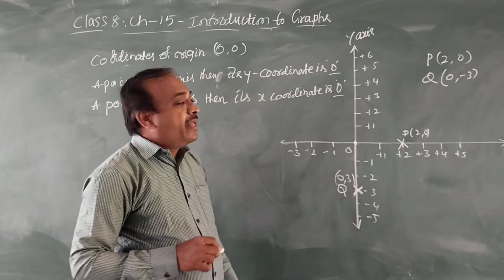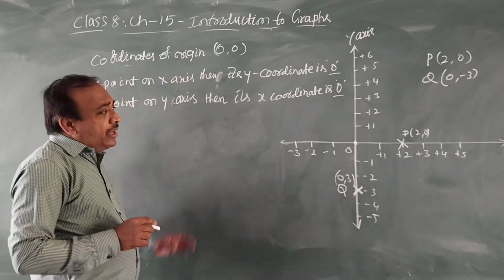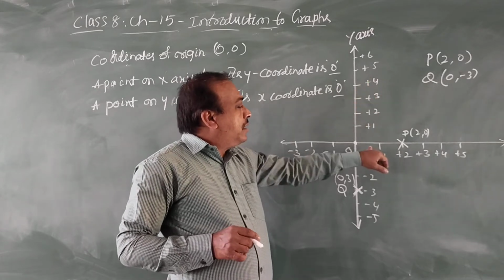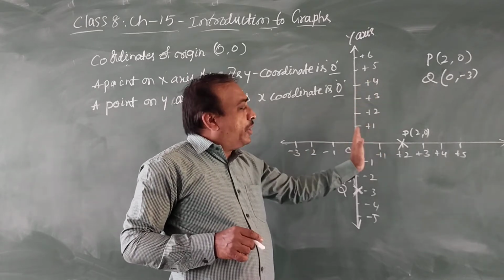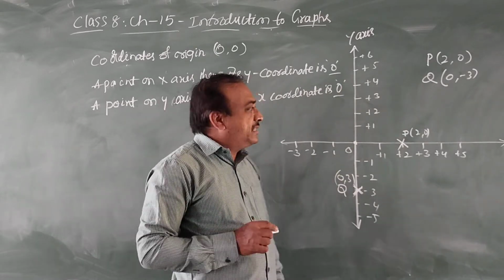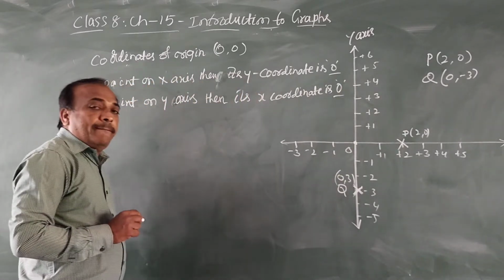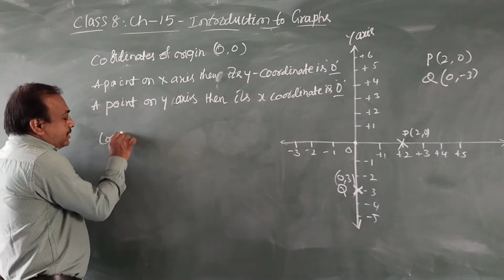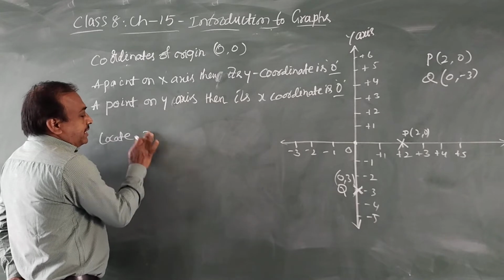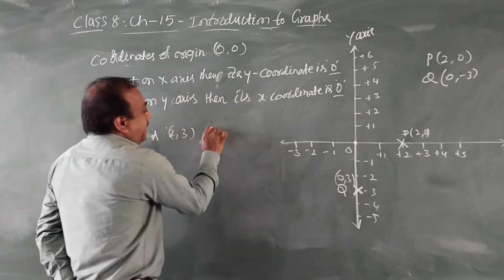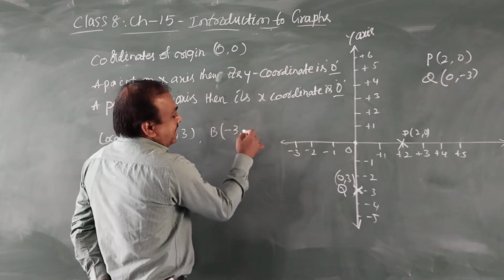Now we discussed the origin as 0 comma 0, a point on the x-axis, and a point on the y-axis, right? Now observe how to locate points. Locate A as 2 comma 3, B as minus 3 comma 4.